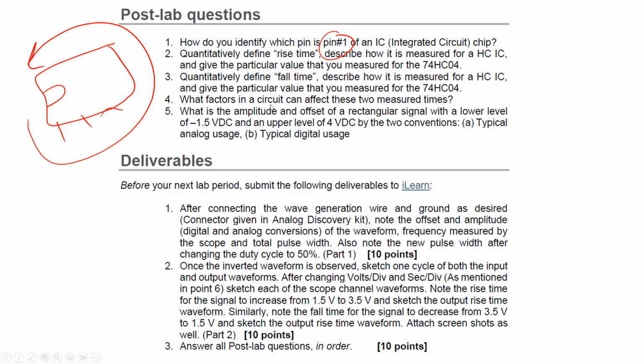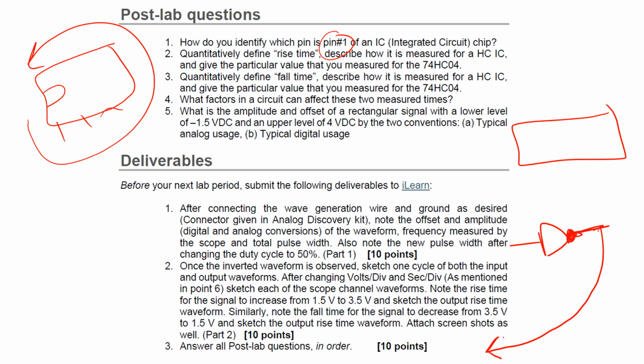What factors in a circuit can affect the rise and fall times? Okay, this is a very good question. What factors in a circuit can affect them? Okay, so the main idea here, one of the things that can affect the rise or fall time is, for example, if you have an inverter this way, okay, and now you connect a wire this way to measure the rise and fall time.